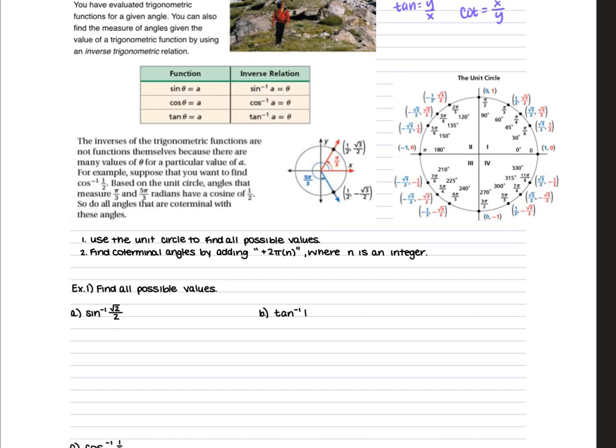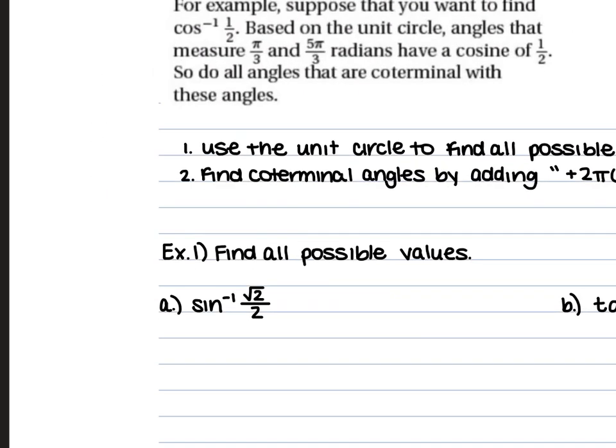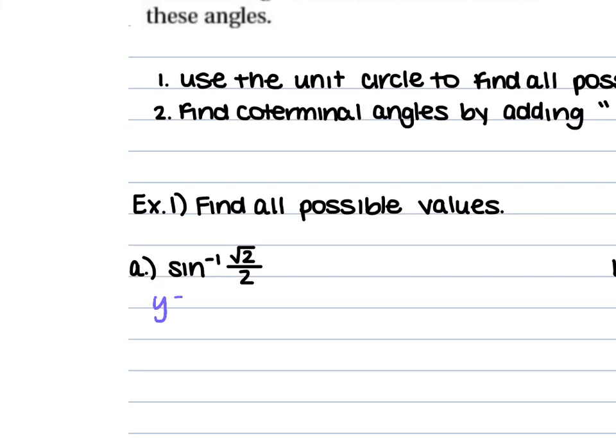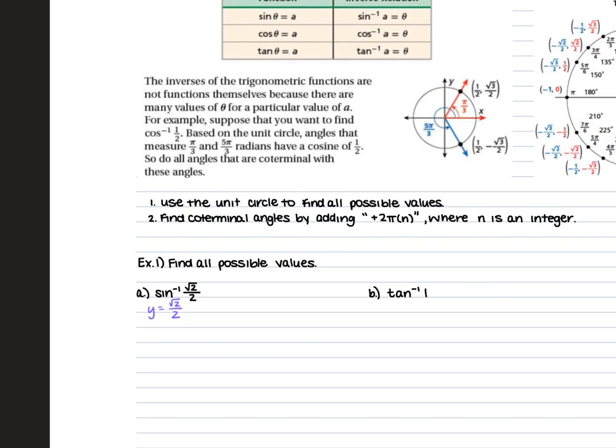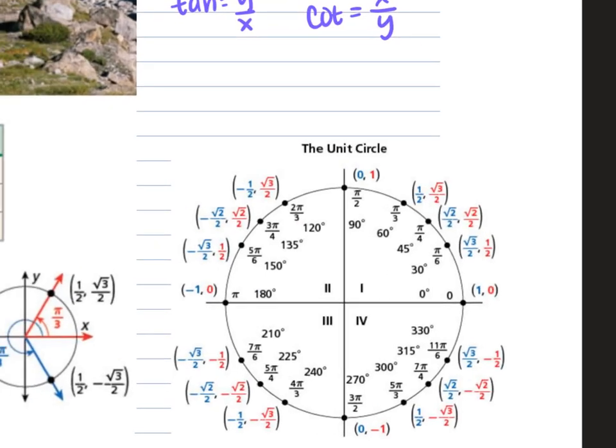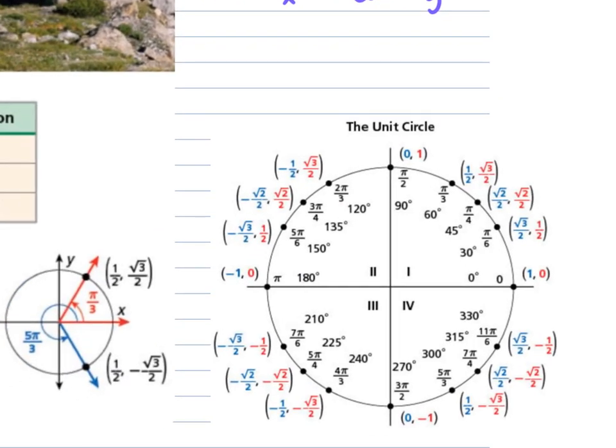So our whole idea here is to use the unit circle and find where the value of that sine is the square root of 2 over 2. So we know that sine is our y value. So this is telling us where is y the square root of 2 over 2. Looking at our unit circle, our y of the square root of 2 over 2 is here, as well as here.